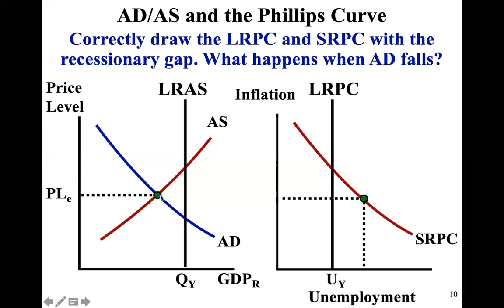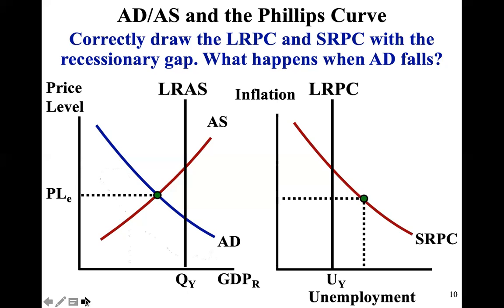And we already know that unemployment is going to be really, really high in a recessionary gap. And if unemployment is really, really high, it's going to be beyond the natural rate of unemployment at the LRPC, which is going to be something like over here, right? And we could dot those over and show unemployment's high and inflation is low. So those green dots are the same thing.